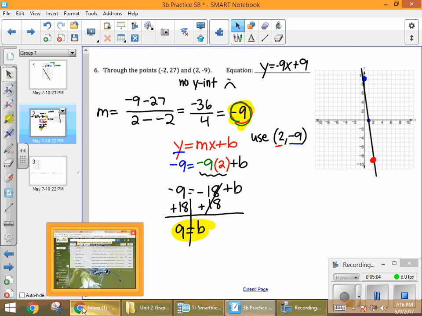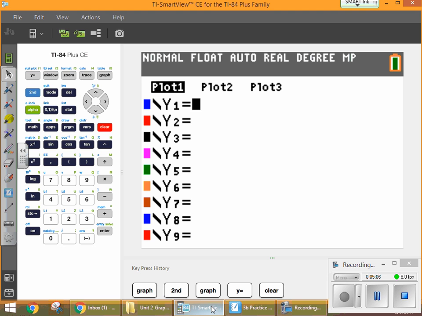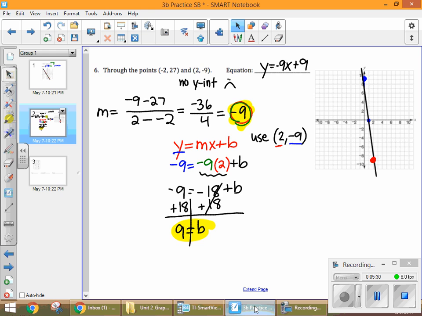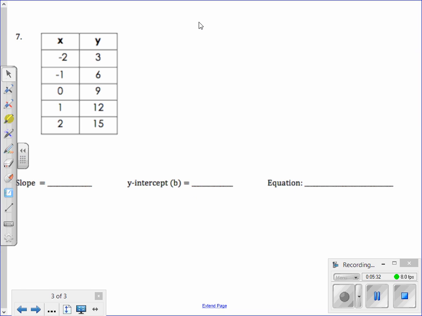So I would go to my y equals on my calculator and type in negative 9x plus 9. And I'd go right to the table. It appears here that negative 2 does give me the output of 27, and 2 gives me the output of negative 9. So my table will tell me really fast, without even graphing, whether or not I have the correct equation. All right? One more problem to do on the practice, and it's one with a table.